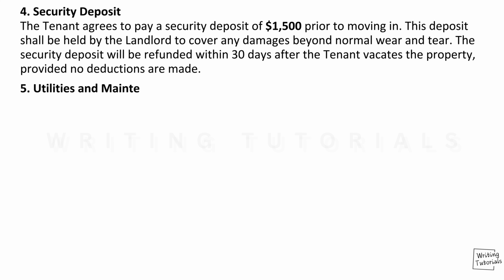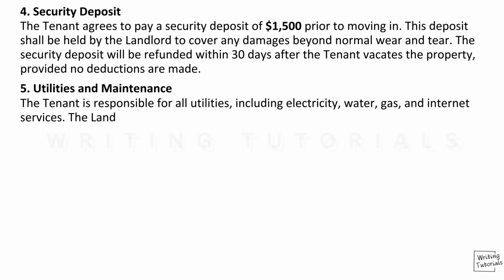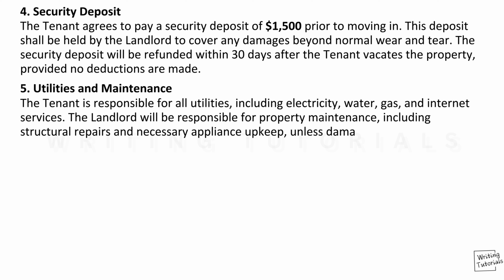Utilities and maintenance responsibilities. Now, in the utilities and maintenance section, it's crucial to list out who's responsible for what. Here, we've stated that the tenant will cover all utilities, like electricity, gas, water, and internet, while the landlord handles major maintenance tasks, such as appliance repair and structural fixes. This division of responsibility can avoid disputes over who pays for what, so always be specific in this part.